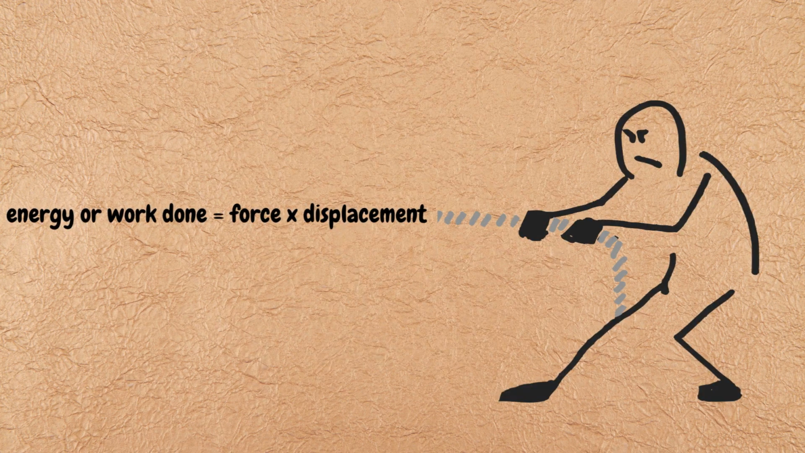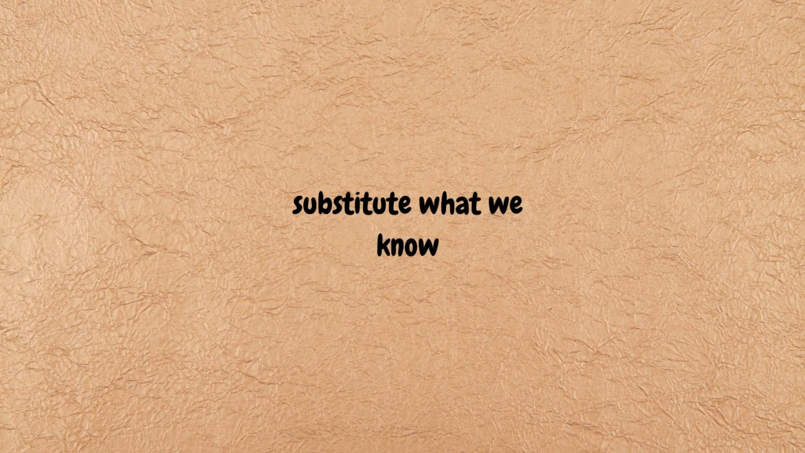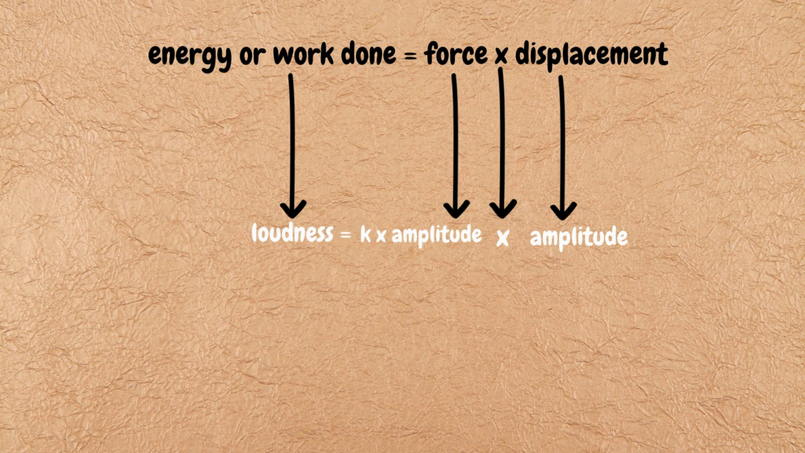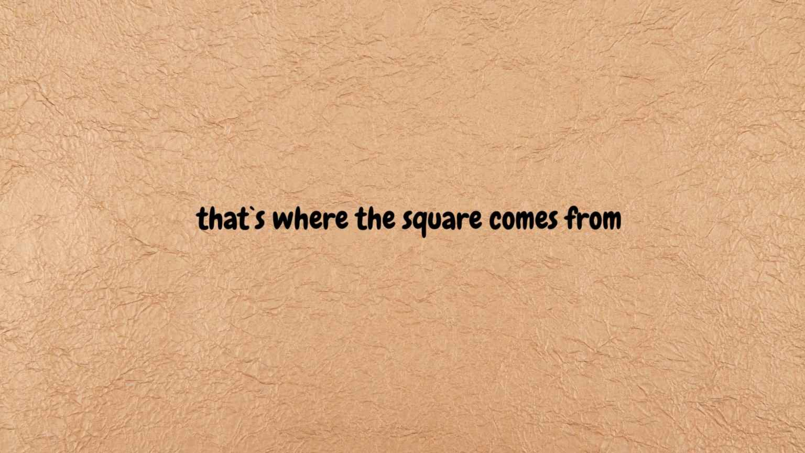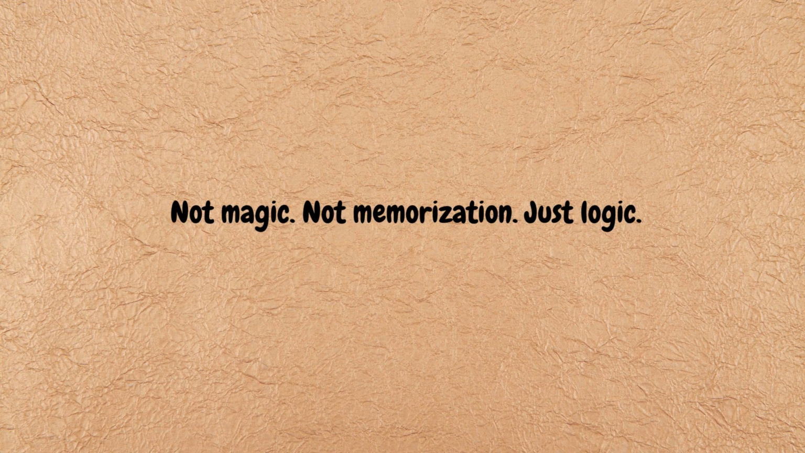Now bring back the energy formula. Energy equals force into displacement. Substitute what we know: force equals K into amplitude, displacement equals amplitude. So, energy equals K into amplitude into amplitude. Multiply it. Energy equals K into amplitude squared. That's it. That's where the square comes from. Not magic, not memorization, just logic.